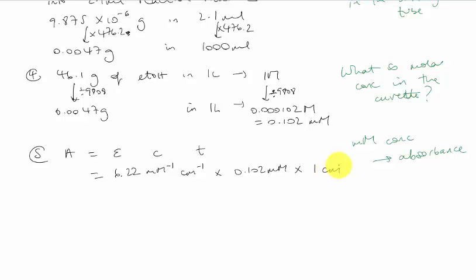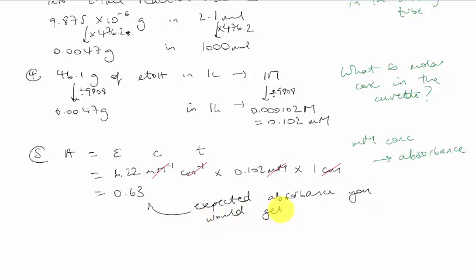And look, we can cancel out these units here, centimetres and millimolars, which is good because absorbance doesn't usually have units. So then we just need to multiply 6.22 times 0.102, and that gives us 0.63. And there's no units for absorbance, so that is the expected absorbance you would get if everything worked perfectly. So you've probably got something a bit lower than that.